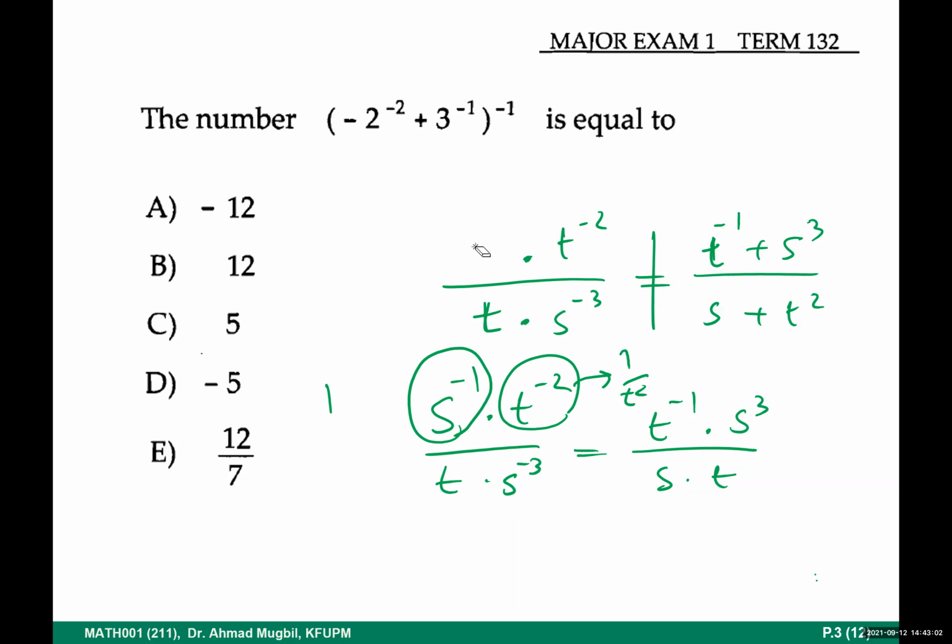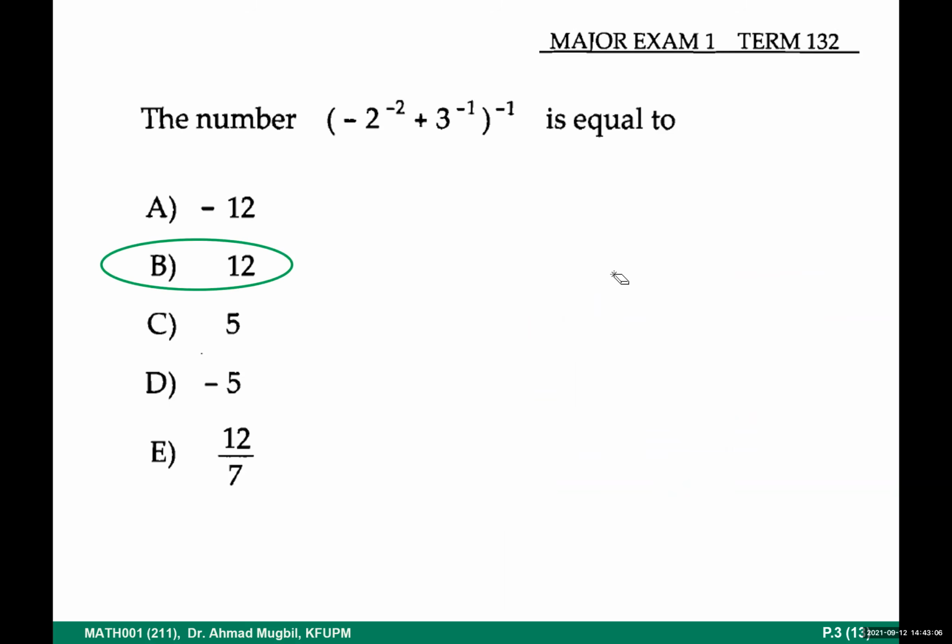Let me show it in a clear way. I have here, the answer is 12, but if you have 2 to the power negative 1 plus 3 to the power negative 1, clearly this is 1 over 2 plus 1 over 3, which is just 5 over 6. The LCD is 6, 3 plus 2 is 5. So this is 5 over 6.